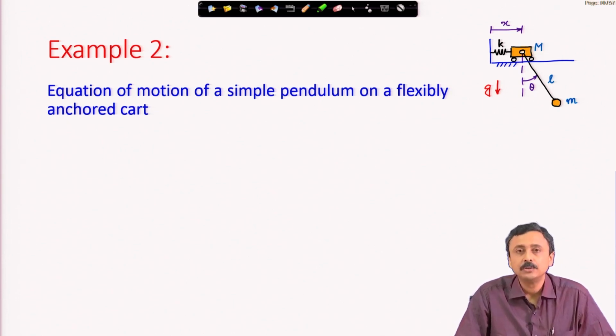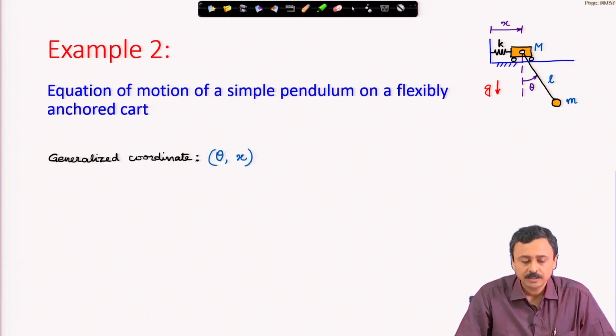We would like to derive the equation of motion for this system, and we are going to use Lagrange's equation of motion. First and foremost we must identify the generalized coordinates, and the generalized coordinates for this system are quite straightforward. We have looked at this example before. They are theta of the pendulum and x coordinate of the cart.